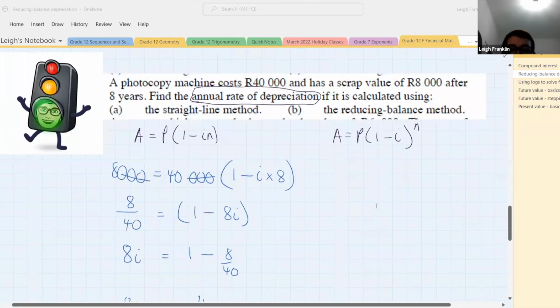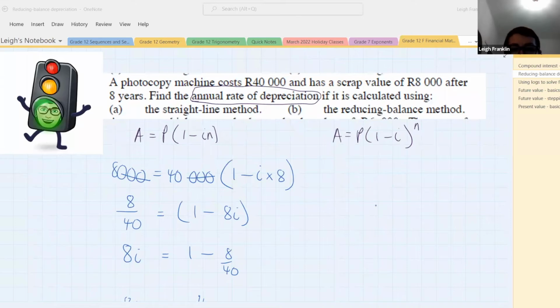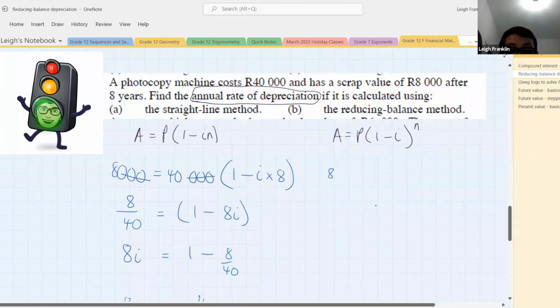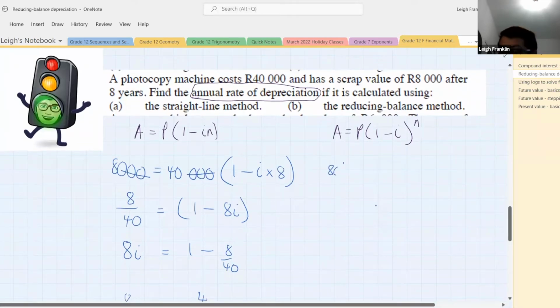All right, let's go and have a look at the reducing balance one. So again, something that originally cost 40,000 has depreciated to 8,000 Rand. So 8,000.